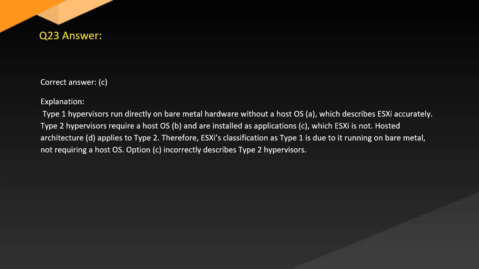Answer. Correct answer, C. Explanation. Type 1 hypervisors run directly on bare metal hardware without a host OS, A, which describes ESXi accurately. Type 2 hypervisors require a host OS, B, and are installed as applications, C, which ESXi is not. Hosted architecture, D, applies to Type 2. Therefore, ESXi's classification as Type 1 is due to it running on bare metal, not requiring a host OS. Option C incorrectly describes Type 2 hypervisors.